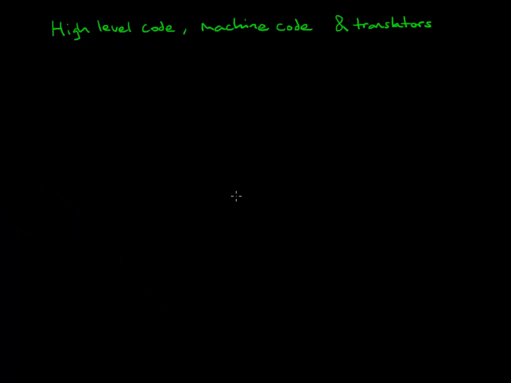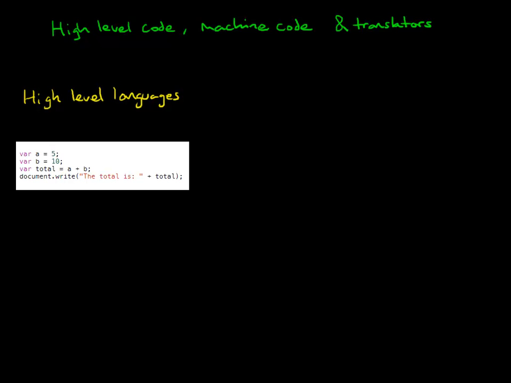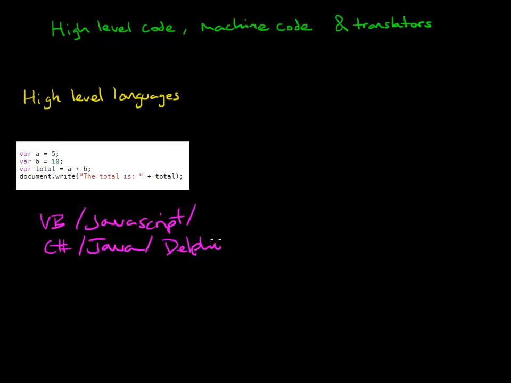What we're looking at in this video is high-level code, machine code, and translators. And code, which is what makes the computer do what it does, if we've got high-level code, we must have a high-level language. An example of some code written in a high-level language might look like this. The sort of languages we're talking about would be VB, JavaScript, which is what the code just above here is, C#, Java, Delphi, and so on. Many different languages.